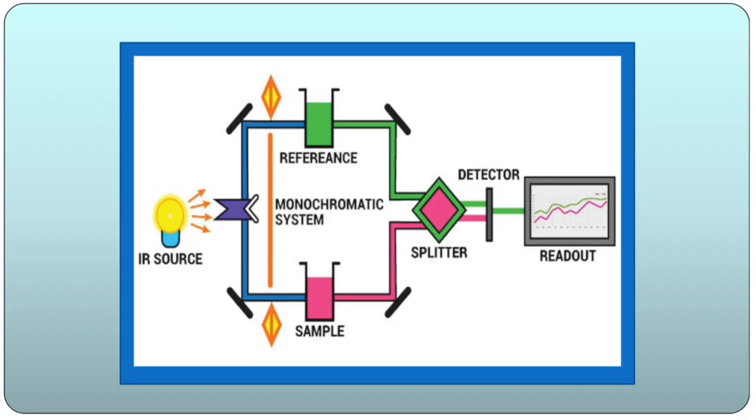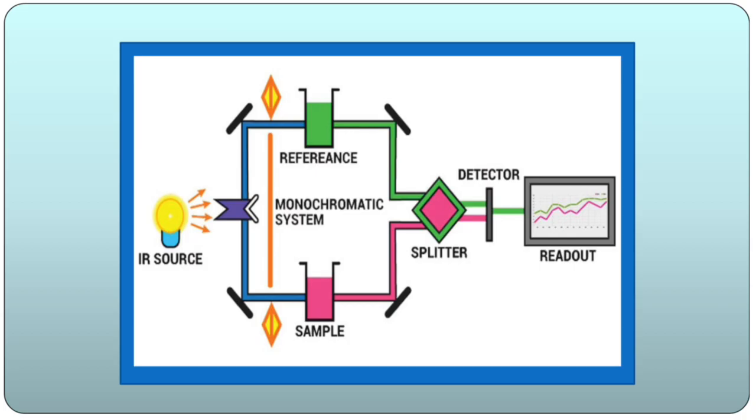This is the picture to see how this process runs. The first one is the IR source. The system begins with the infrared radiation source. This emits infrared light which is necessary to analyze the molecular vibration in the sample. And the second one is the monochromatic system. This system filters and narrows down the IR radiation to a specific wavelength for analysis.